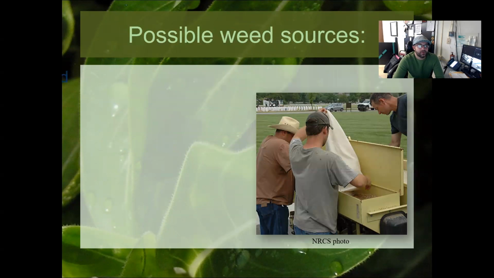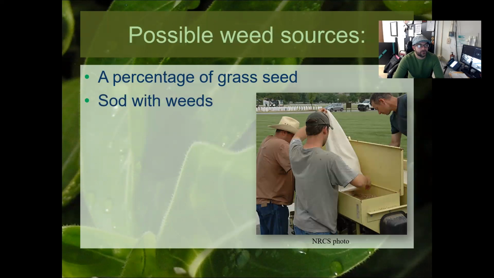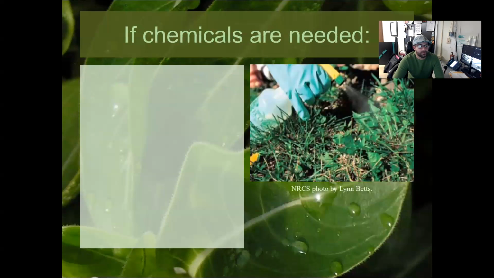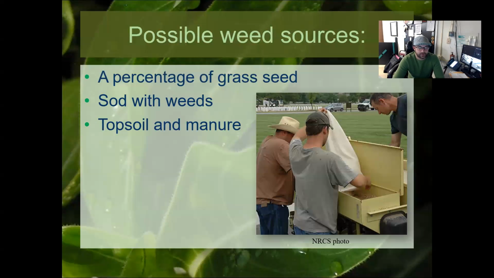So, possible weed sources: percentage of grass seed, there's always going to be a small percentage, maybe even 0.5% of weed seed in that. Then sod with seeds, or sod with weeds. Topsoil and manure: typically in topsoil you're not going to find a lot of weed seed, but in manure you're definitely going to find generally more weed seeds. But manure is extremely beneficial to the growth of your grass.